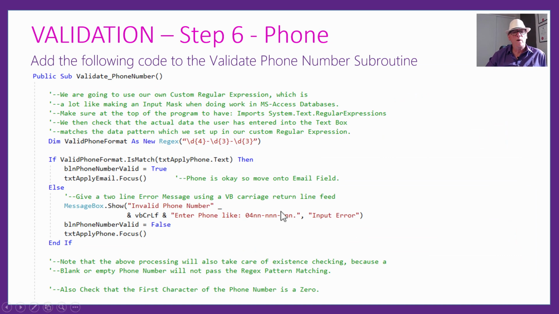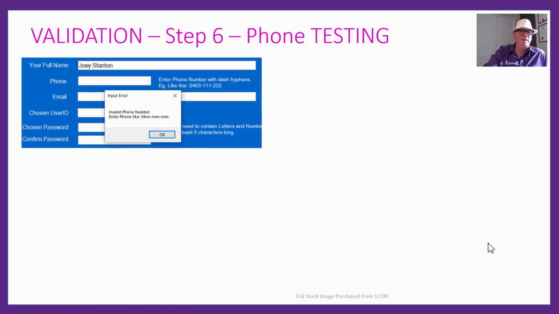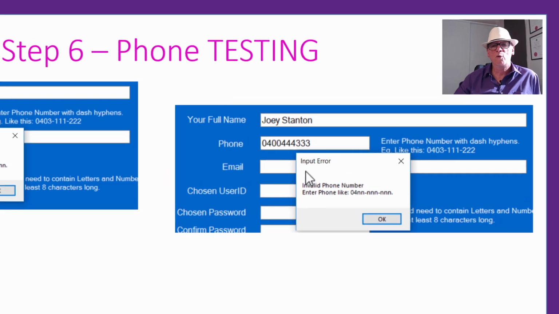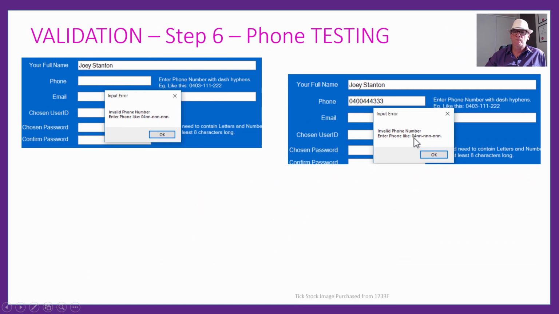The phone is just setting up regex. We just want 4 digits, a hyphen, 3 digits, a hyphen, and 3 digits. Regex stuff we've done before in programs, and that should be straightforward. When we test it, if the phone is blank, we get an error message. If they haven't put in those dashes or hyphens that we wanted, because remember we wanted 4 numbers, dash 3 numbers, dash 3 numbers, we get the error.